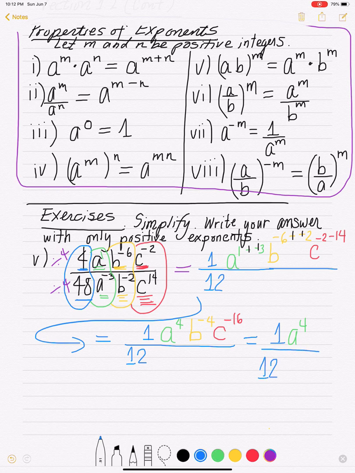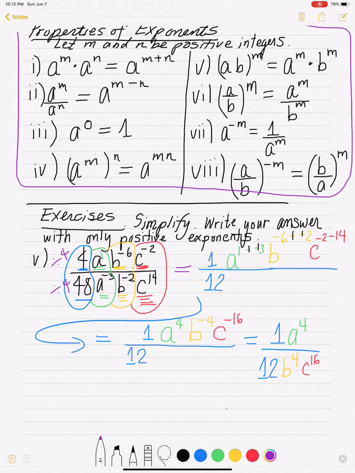And that yellow component, b to the negative 4th, we're going to take to the bottom because it has a negative exponent. We're going to make it b to the positive 4th. And for the red component, c to the negative 16th, because it has a negative exponent, we're going to take it to the bottom, make it c to the positive 16th. So you can write your answer that way.